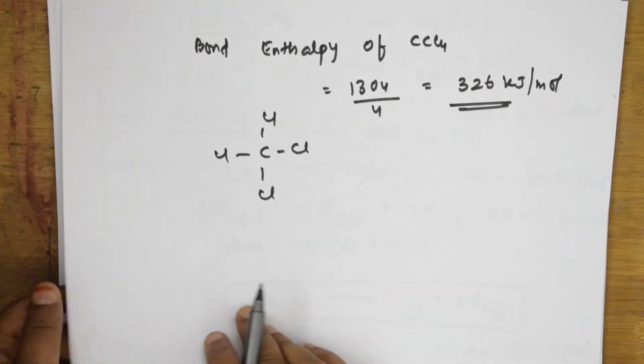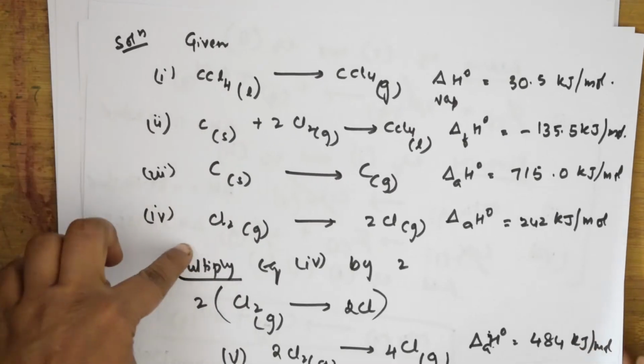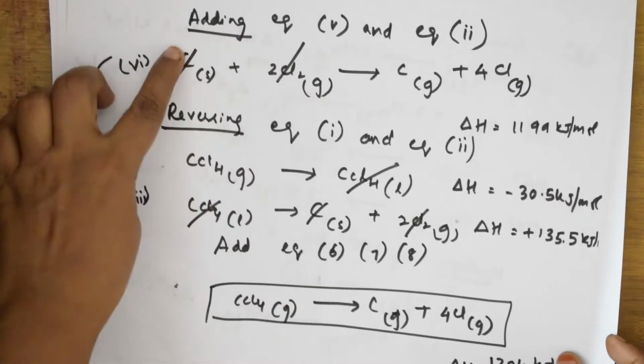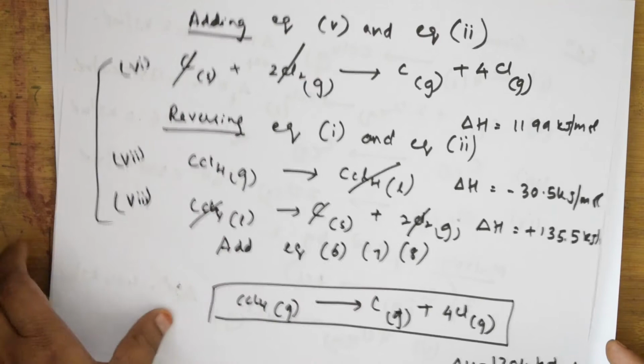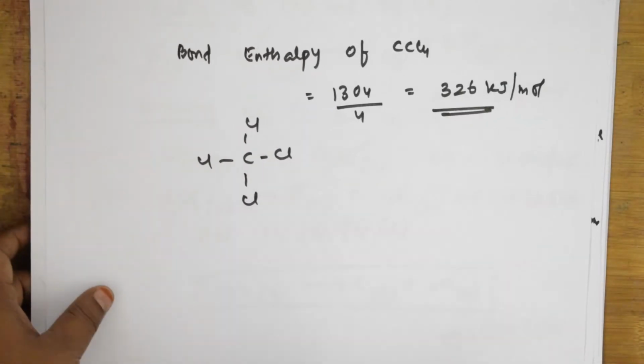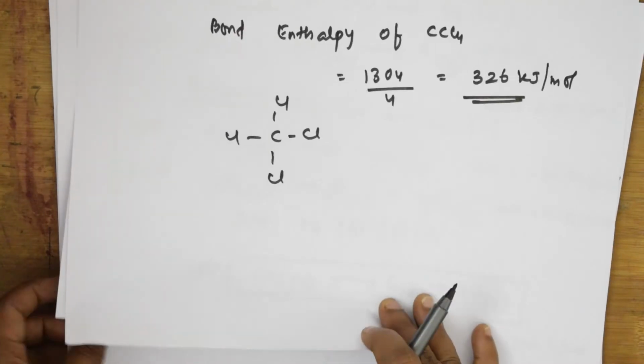So hope, students, the concept is clear. First of all, what did I do? I read the numerical, then I wrote the given reactions, then I wrote the multiply factor, then I added, then I reversed, finally got the reaction, and for finding the bond enthalpy I divided by 4 because there are 4 bonds. Right, now let us take up this numerical.